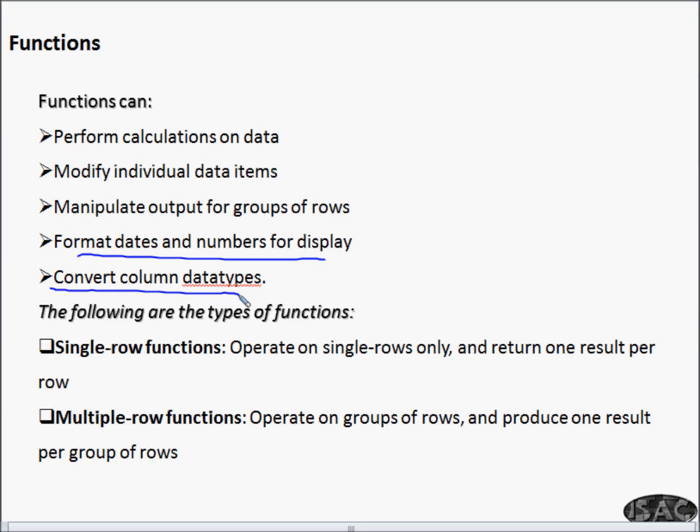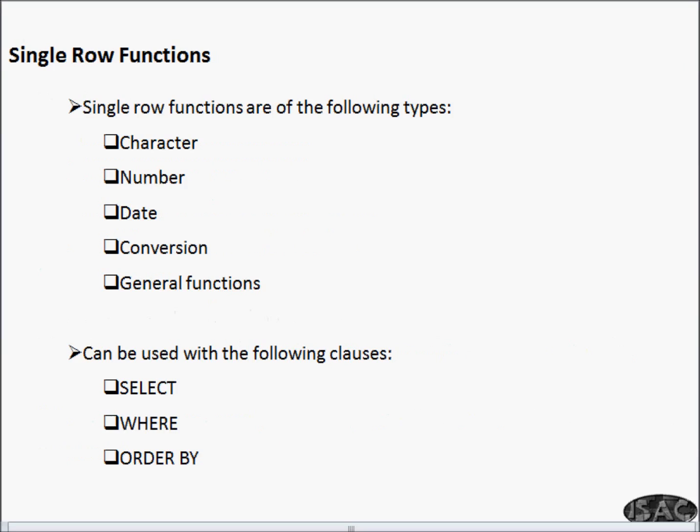Now, the following are the types of functions: single row functions and multi-row functions. Single row functions operate on a single row only and return one result per row, while multiple row functions operate on groups of rows and produce one result per group of rows. So this is the difference between single row and multiple row. For every row one result is returned, for a group maybe one result.